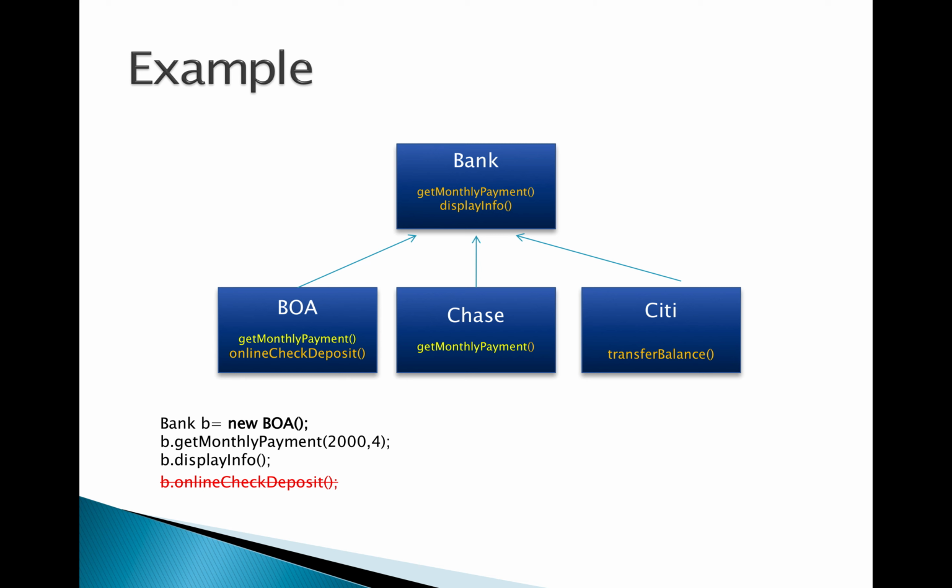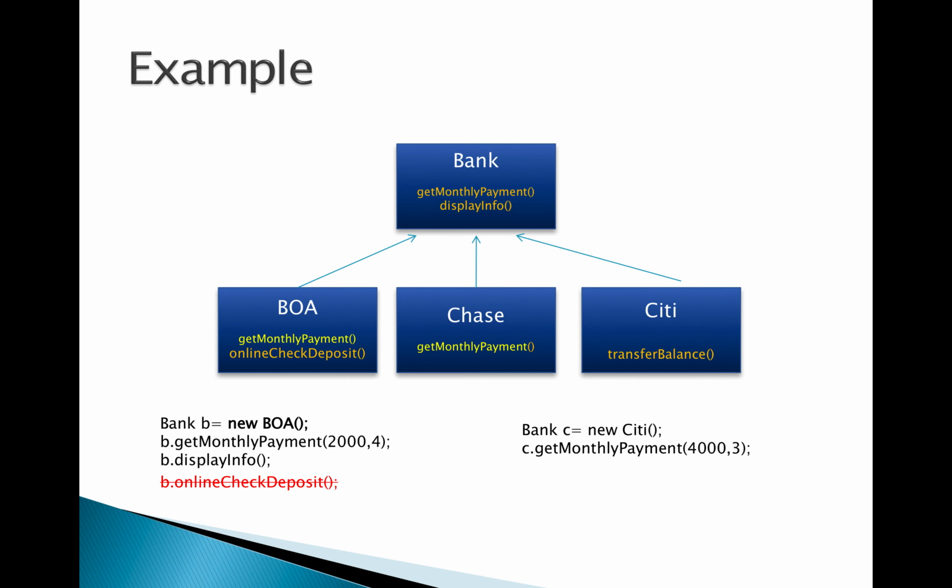But since you are using a Bank reference to hold the Bank of America object, you can only use whatever methods have been defined in Bank. So any specific methods defined in the child class cannot be called with the superclass reference. The superclass reference can call only the methods that are defined in the superclass, not any methods defined in the child class. Those can be called only with the help of child class references.